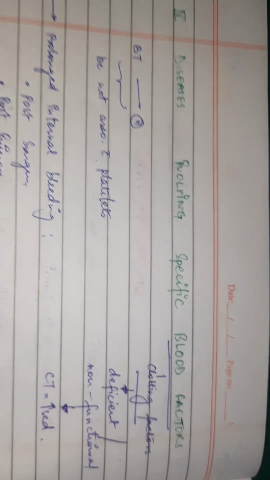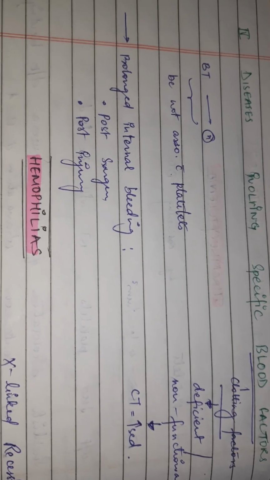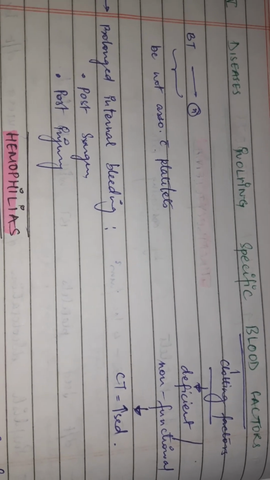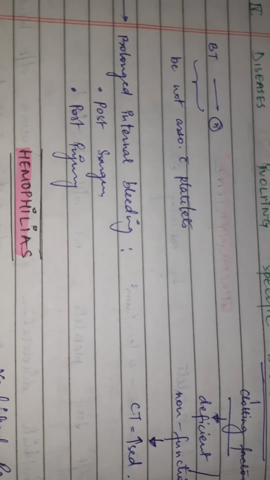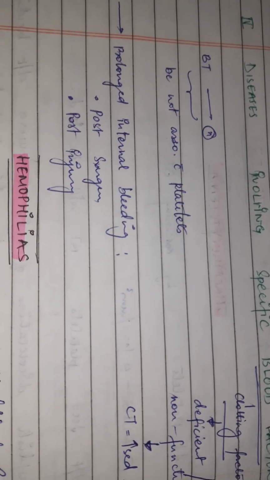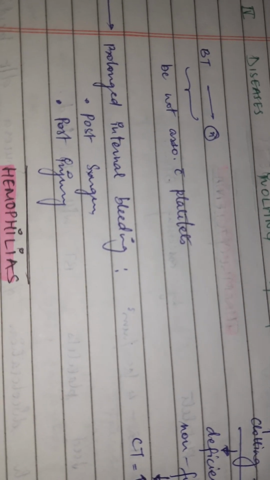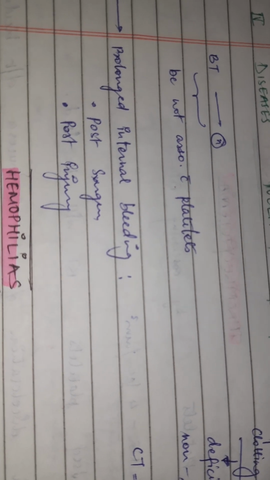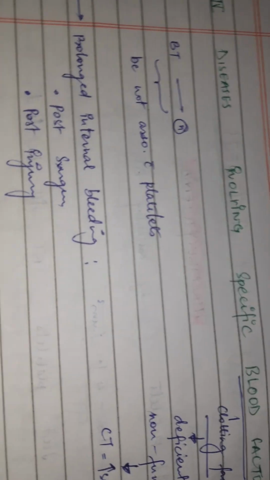Now, diseases of specific blood factors: clotting factors are deficient or non-functional, so clotting time is increased. Clotting time is increased, but bleeding time is normal. The patient bleeds normally, but the clot forms late, so the time for clot formation will be increased.